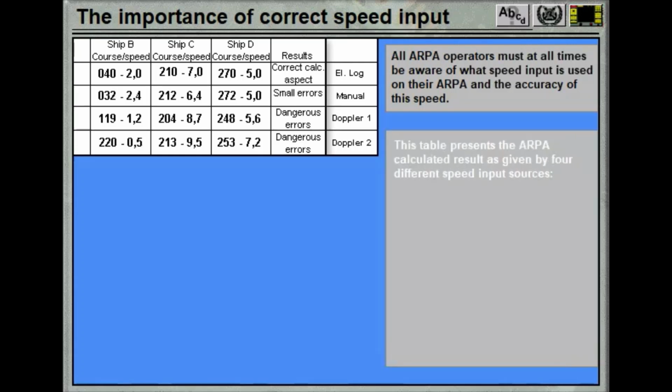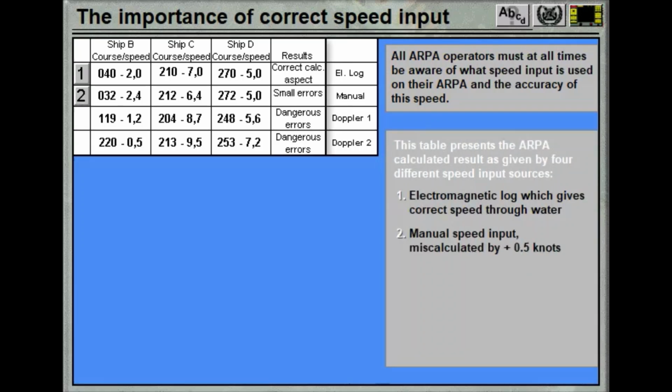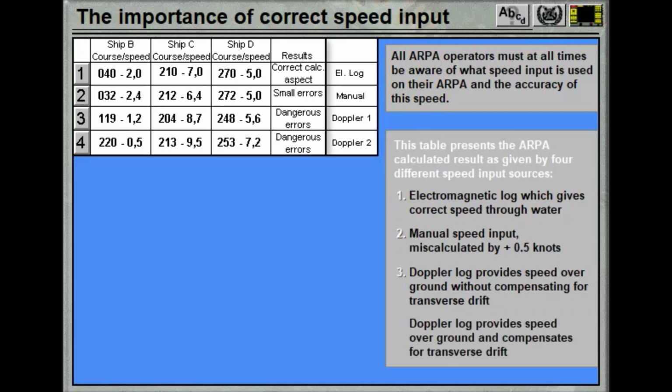This table presents the ARPA calculated result as given by 4 different speed input sources. Electromagnetic log, which gives correct speed through water. Manual speed input, miscalculated by plus 0.5 knots. Doppler log provides speed over ground without compensating for transverse drift. Doppler log provides speed over ground and compensates for transverse drift.